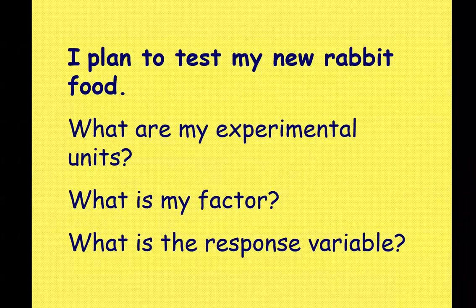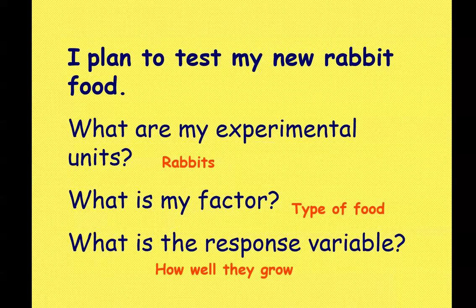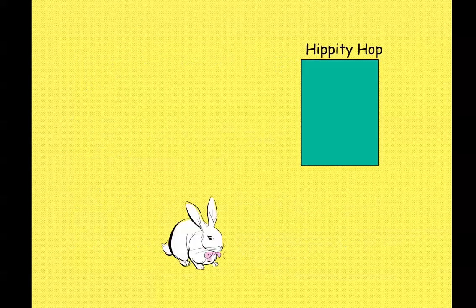Okay, so let's go through some questions and make sure we get the big picture here. If I plan on testing the new rabbit food, what exactly are the experimental units? That would be the rabbits. What are the factors? Would be the types of food. And then what am I physically going to measure? Well, this is a little fuzzy for us right now, but I'm going to measure how well they grow. Maybe their weight, maybe their strength, maybe their body mass, their BMI, that sort of thing.